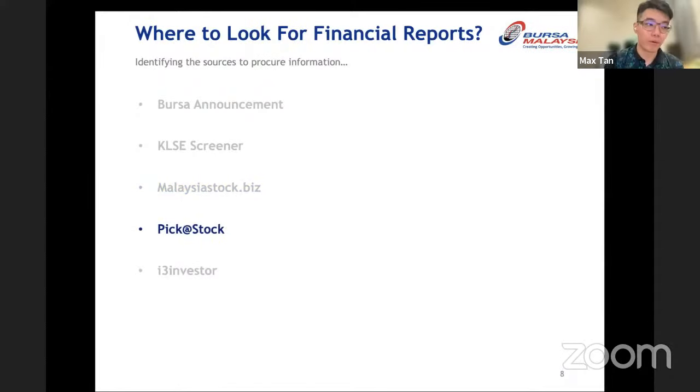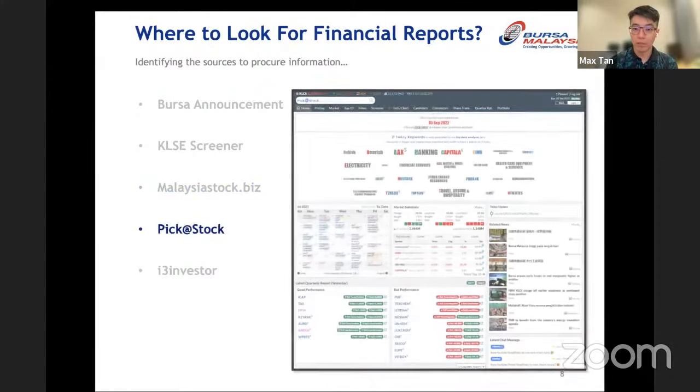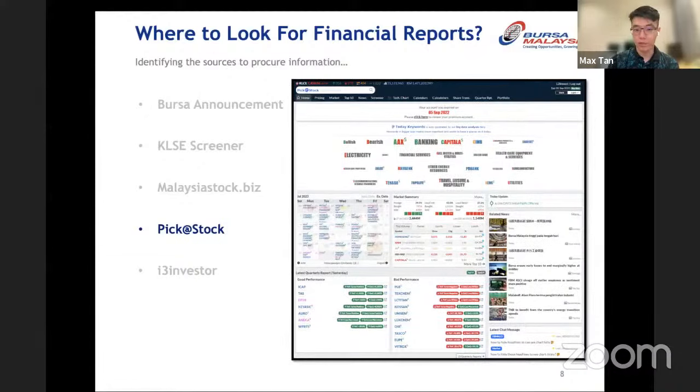So the next one, probably not a lot of people know, Pick a Stock. Like Malaysia Stock Biz, I think they offer a paid premium version. But of course, if you just want to look at the quarter results, then here you go. Sorry, the alignment is a bit off. But the box area is where the quarter report announcements are out. So you can actually check on it on Pick a Stock.